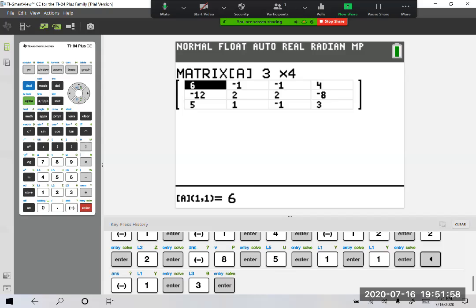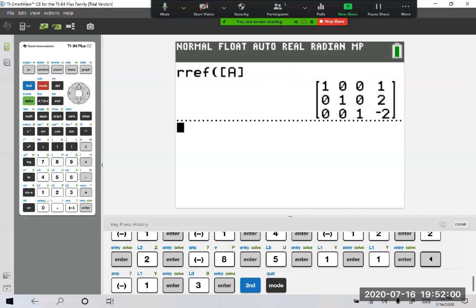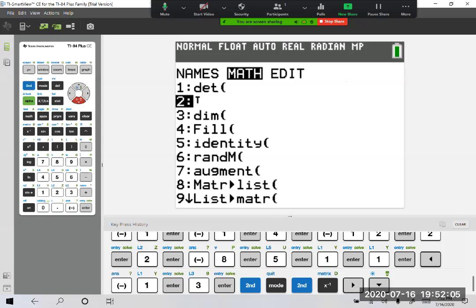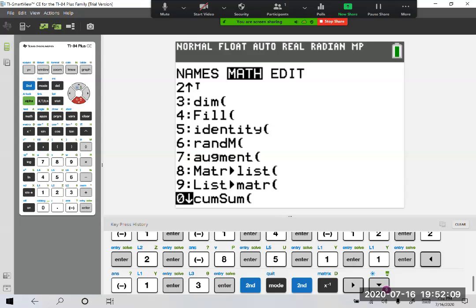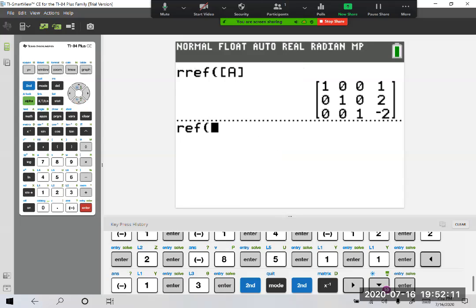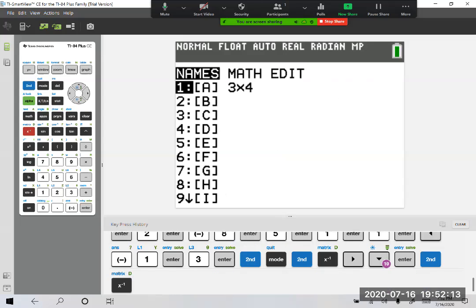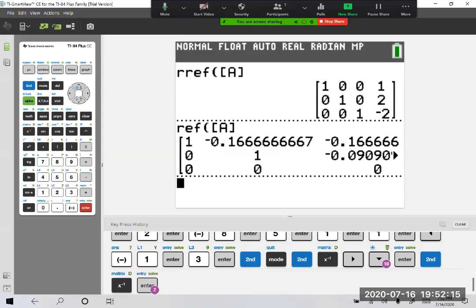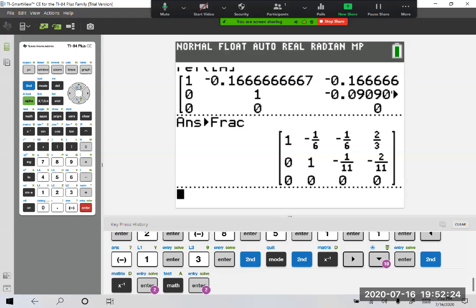Okay, so what I'm going to do now is quit, get out of there, and go second matrix, math, and go down to REF. Then we're going to do second matrix A and hit enter. Now you see how it's ugly decimals? All you have to do is go into math and then fraction and hit enter, and it will give us the fractional answers to this.